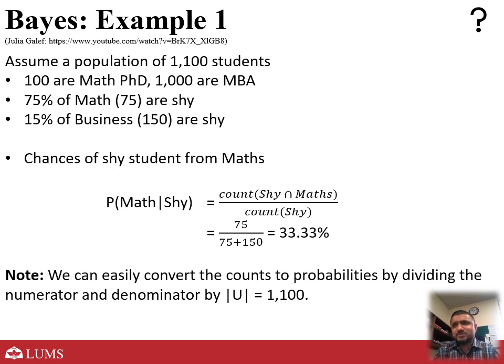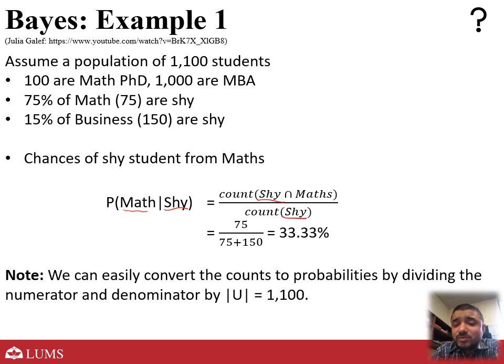So again, we just assumed a very small number, although probably many more students than that are shy. We're just making up these numbers to get to the concept of what will come out of these probabilities. So 75% of the 100 is 75 students who are shy in maths, and 15% of the 1000 students is 150 who are shy in MBA. All right, so now we want to figure out the probability of a shy student being from maths. The probability of math given shy is essentially the count of the joint number of students who are both shy and enrolled in maths PhD, divided by the count of shy.